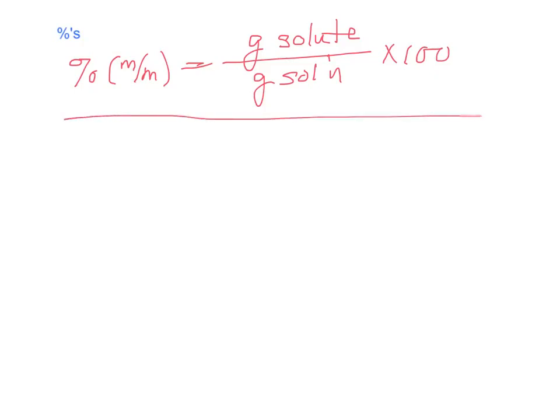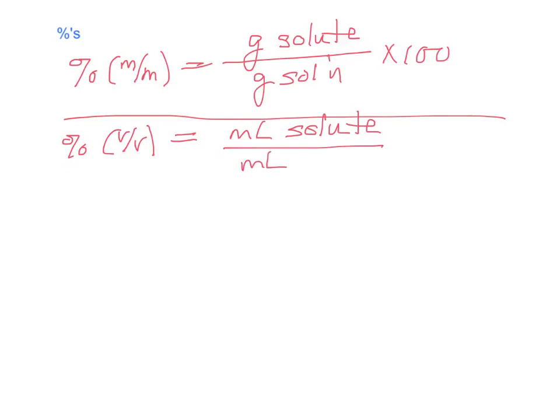We also have percent by volume, okay, and we write that V over V. And you can't just write percent. You're going to have to write percent M over M or percent V over V, otherwise people won't know what you're talking about. So this is where we might have solutions that are made of two liquids. So this will be the milliliters of solute, okay, divided by the milliliters of solution. Again, part over whole times 100.